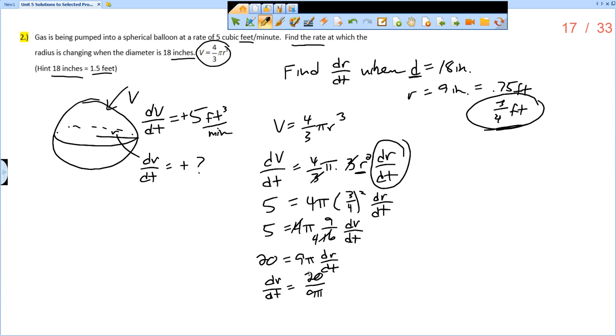Now notice the 9 pi is all in the denominator. It's not 20 over 9, times pi, or 20 pi over 9. It is just this. Now, what are the units? The radius is a linear measurement, so that would be in feet per whatever the unit of time is. And so the unit of time is minutes. So 20 over 9 pi feet per minute.